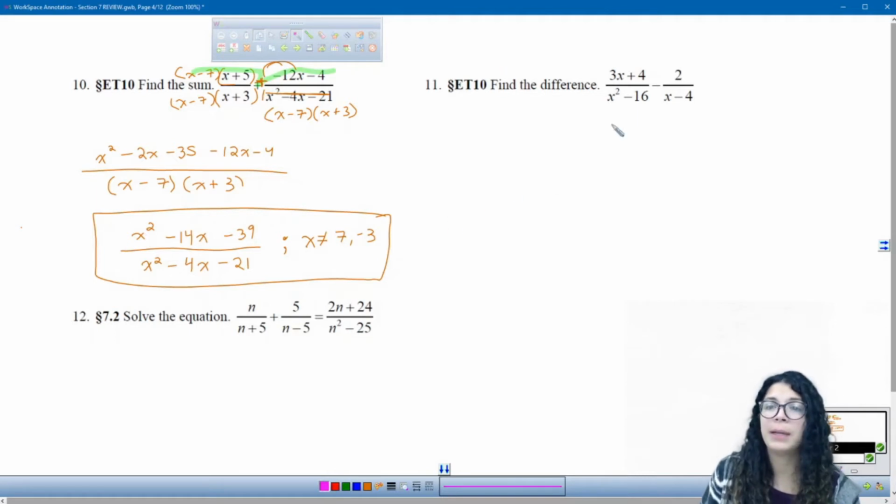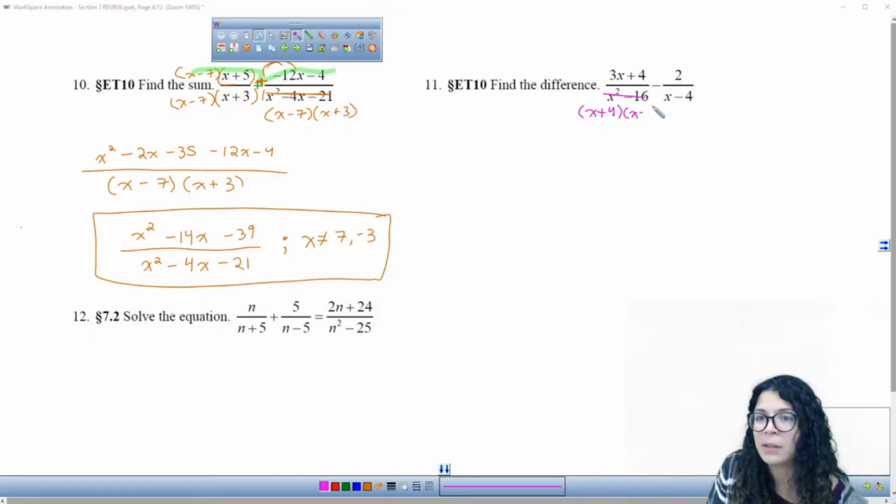Let's go ahead and move on to number 11. So we need to find the difference here. So again, we are combining. Anytime we're adding or subtracting fractions, we're really just combining and consolidating them into one. So I'm going to go ahead and factor this denominator. That's the difference of squares that factors into x plus 4 times x minus 4.